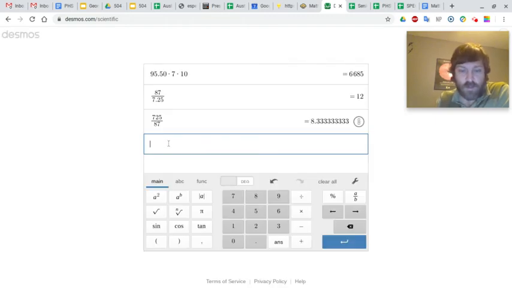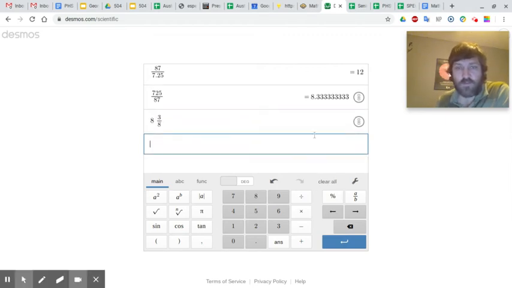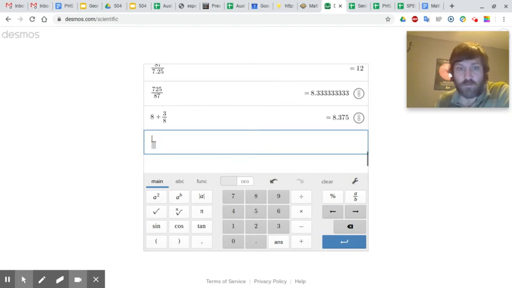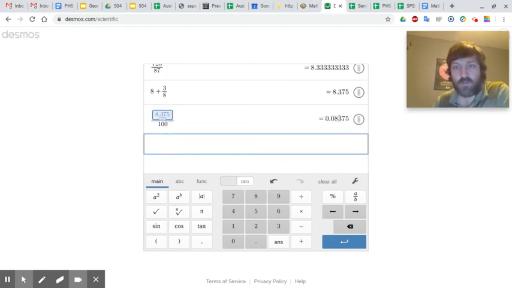8 3/8 is, and we can look at it as a fraction, or I kind of want it to be a decimal, but I don't know why it's not doing that. There we go, 8 3/8. But remember, we need to divide that answer by 100. So this would be the actual decimal for that.